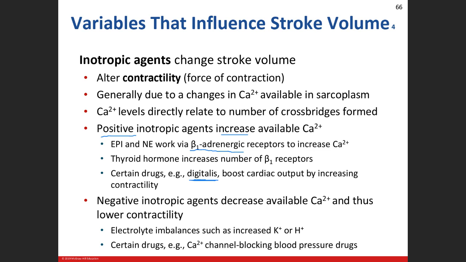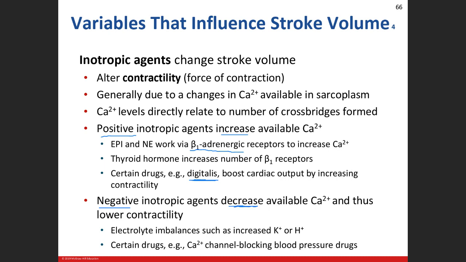So if somebody has a really slow heart rate and you need to get it up, like when I say slow, like 20, 30 beats a minute, and they're not an awesome athlete, they're sickly, all right, then digitalis is a good drug, okay? The negative ionotropic agents are obviously going to do the opposite.